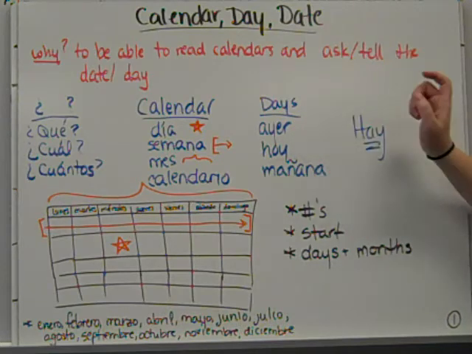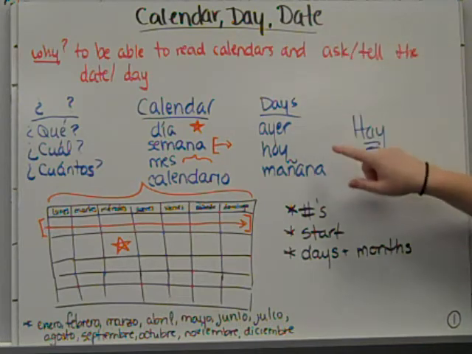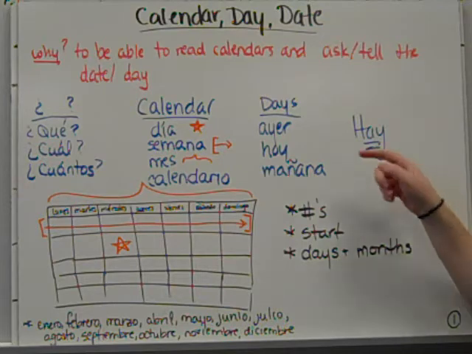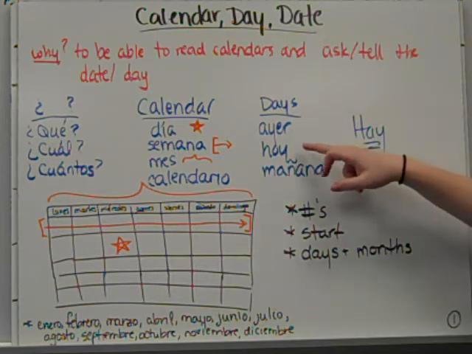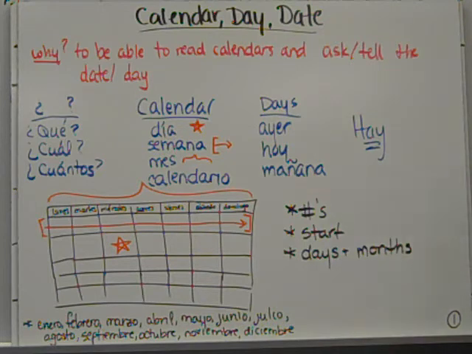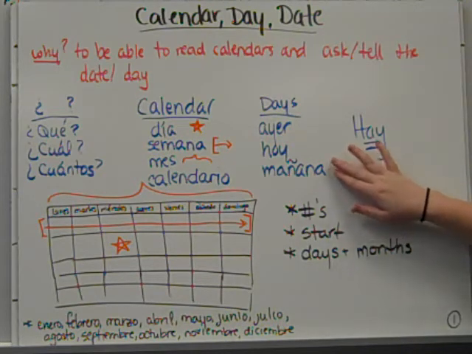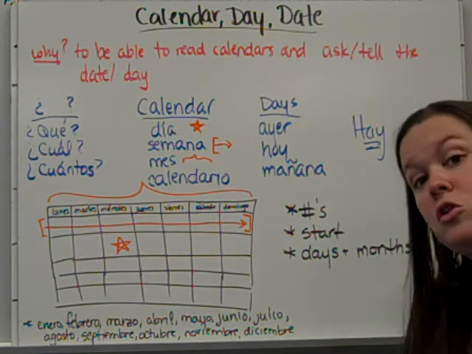Day-wise, you have ayer, hoy, and mañana. Ayer is yesterday. Hoy means today. And mañana means tomorrow.